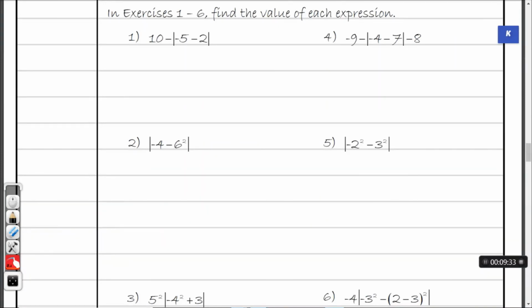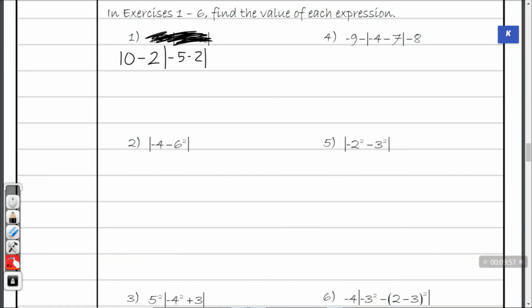Let's give you a few more examples here to practice on your own. I'm going to change example number 1 here before you start, so don't do it as you see it here. All right, I'm going to put 10 minus 2 times the absolute value of negative 5 minus 2. All right, so don't do this one right here. But now, at this point, go ahead and pause the video and try example number 1.